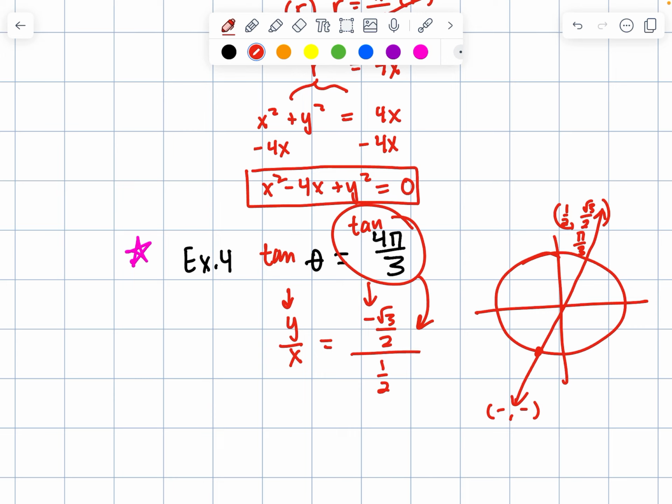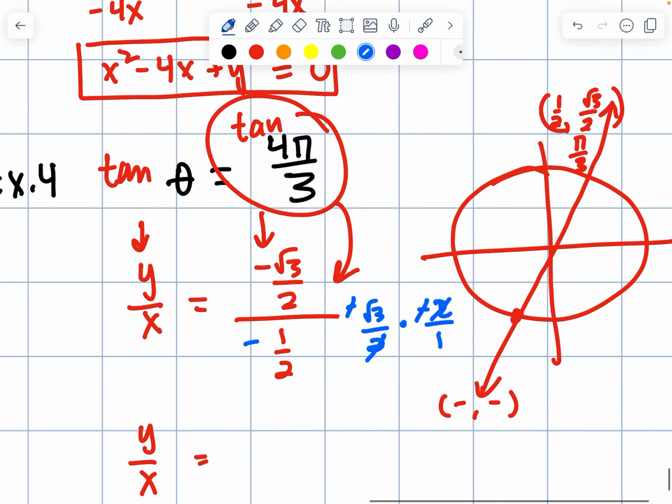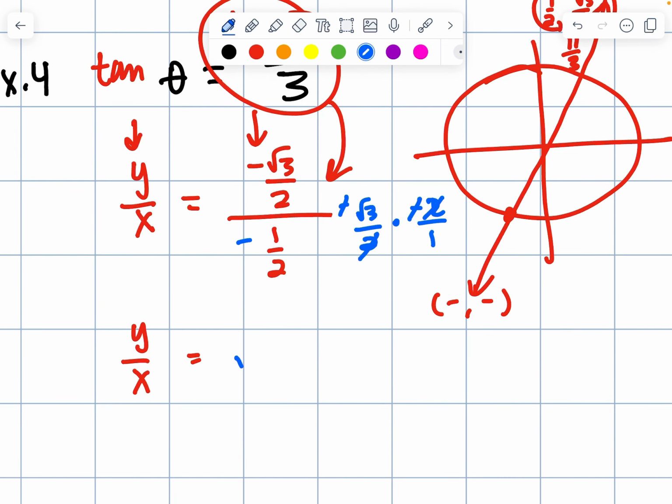Okay? So we're going to have y over x is equal to, and we need to rationalize this denominator. Let's grab blue. We are going to do some scratch work here. Negative root 3 over 2 multiplied by negative 2 over 1. These simplify and negatives cancel out, and we end up getting just root 3. So this becomes root 3.